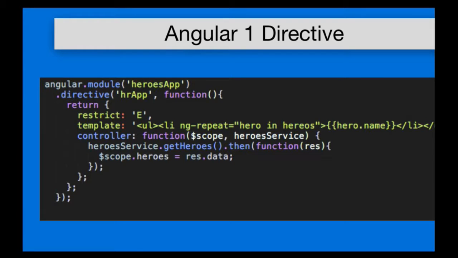And then here we're restricting it to only be able to use element. That way we can just reuse it as an element, and we don't have to worry about if a user uses that as an attribute or any other type. And then we're just defining our HTML here. And here I'm just taking a variable that I'm setting here, and then I'm just repeating it, and it creates a new list item for every time around. And then I'm just showing the name of that particular hero.